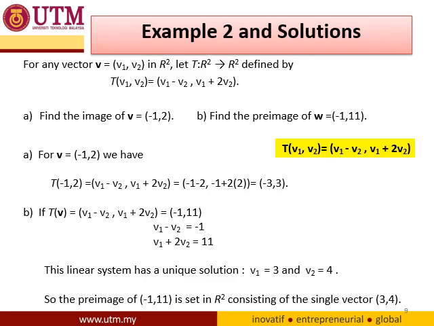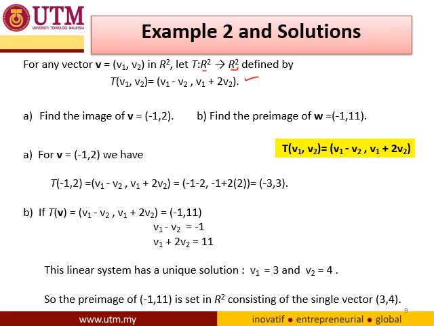Okay, now example 2. Now they ask you two things for example 2. So we start with the definition here. For any vector v1, v2 in R2, the transformation is still R2 to R2, right? Defined by T of (v1, v2) is equal to (v1 minus v2, v1 plus 2v2).